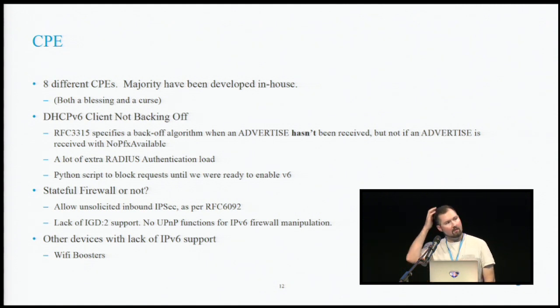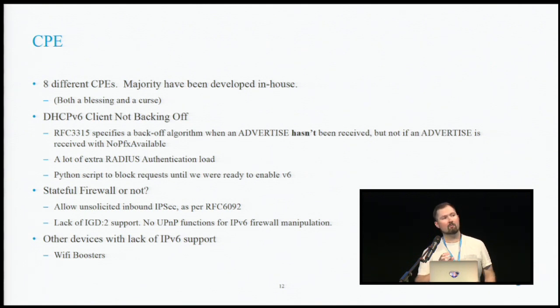RFC 3315 does specify a back-off algorithm when the client does not receive an advertise back from the server. The problem was we were sending back an advertise, just with no prefixes available. So it receives the advertise and it keeps trying, and it keeps trying. Hence the massive increase in load on our RADIUS authentication platform.